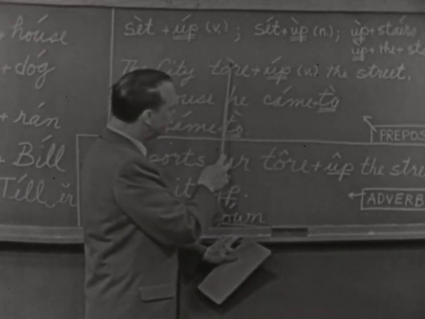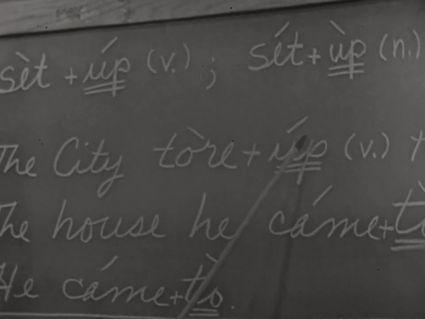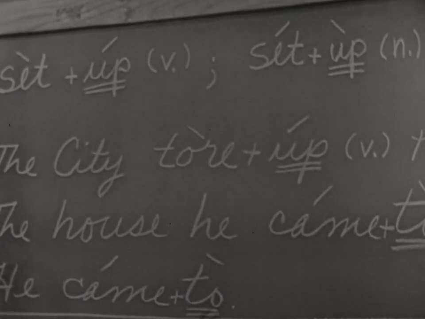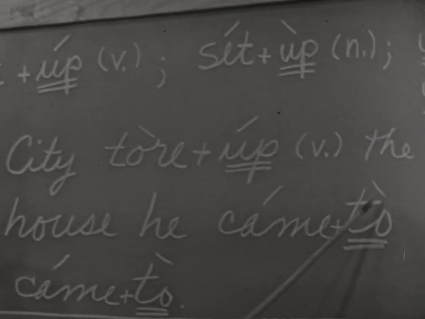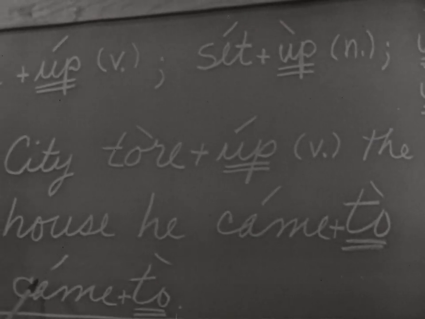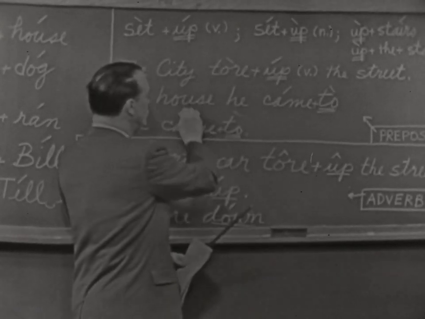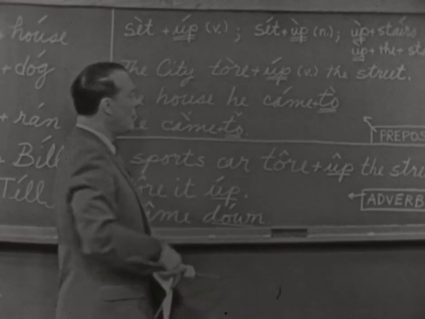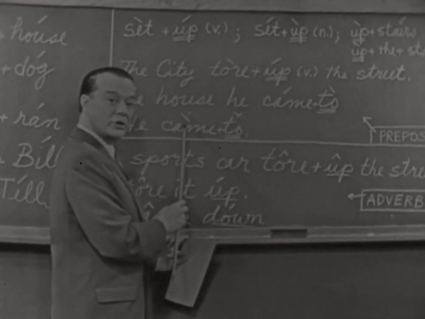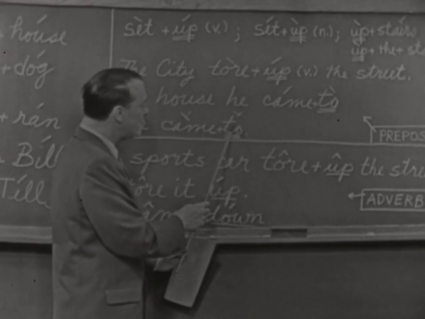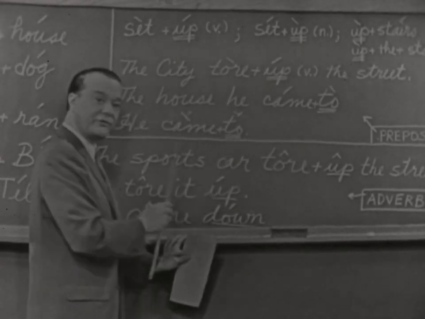This particular tertiary stress here shows me that the word up is a preposition. The house he came to. Tertiary stress on this item here shows me it's a preposition. He came to. Let's reverse these. He came to. Now notice, I've got primary stress on to and tertiary stress on came. The to is still a preposition because there's only a tertiary stress in the phrase.